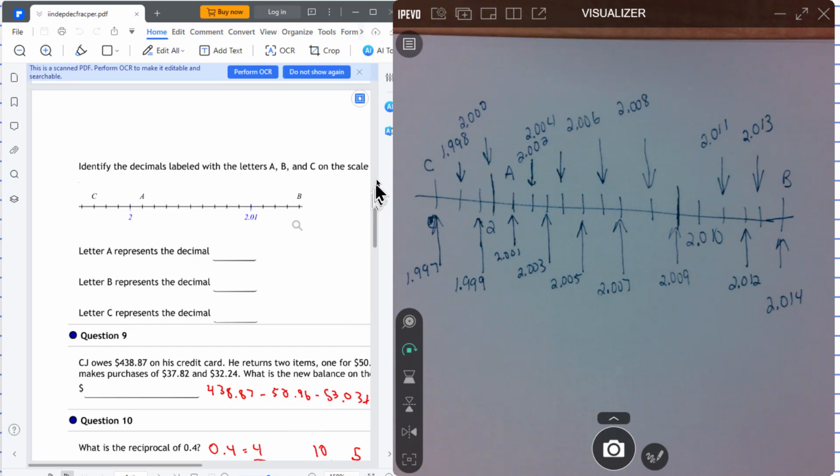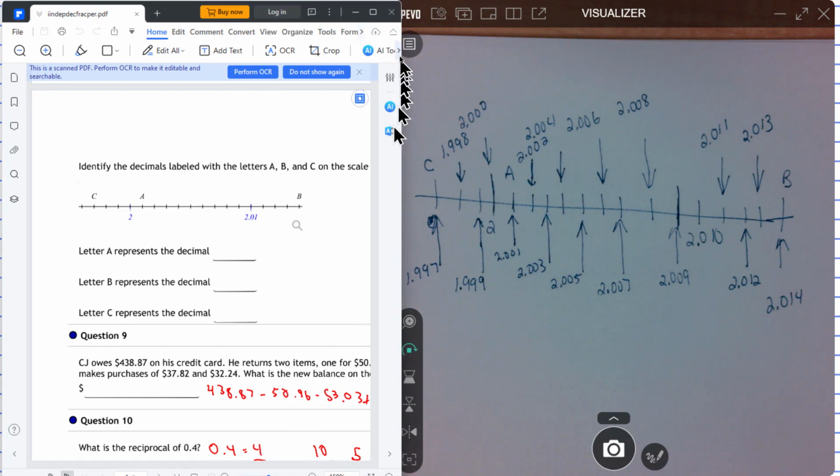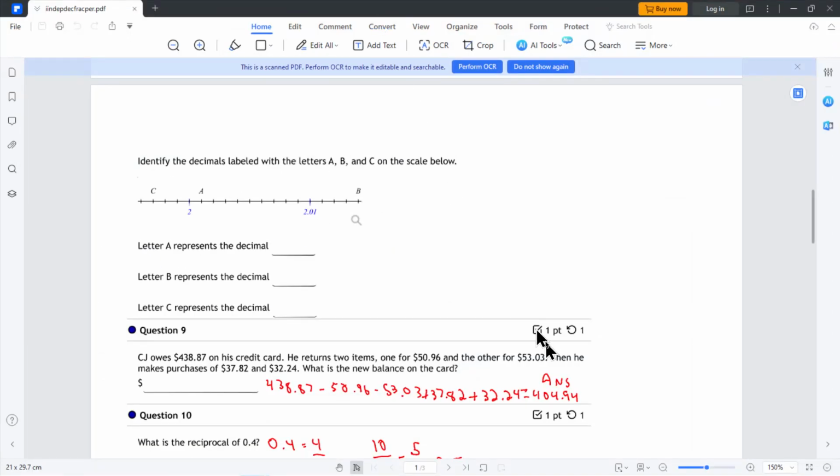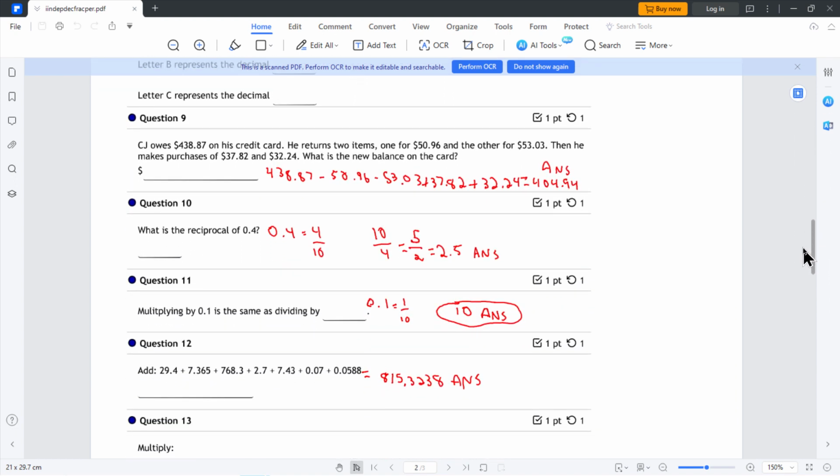And let's get back to this. Number 9. CJ owes $438.87 on his credit card. He returns 2 items, one for $50.96, the other for $53.03. Then he makes purchases of $37.82 and $32.24. What is the new balance on his card?